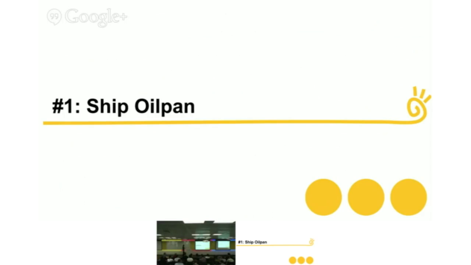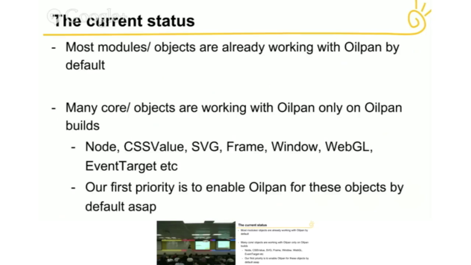Okay, let's take a look at these action items one by one in detail. The first one is shipping Oilpan. This is the current status. Most modules objects are already working with Oilpan by default. On the other hand, many core objects are working with Oilpan only on Oilpan views. This contains node, CSS value, SVG, frame, window, WebGL, event target, and a bunch more. Our first priority is to enable Oilpan for these objects by default as soon as possible.